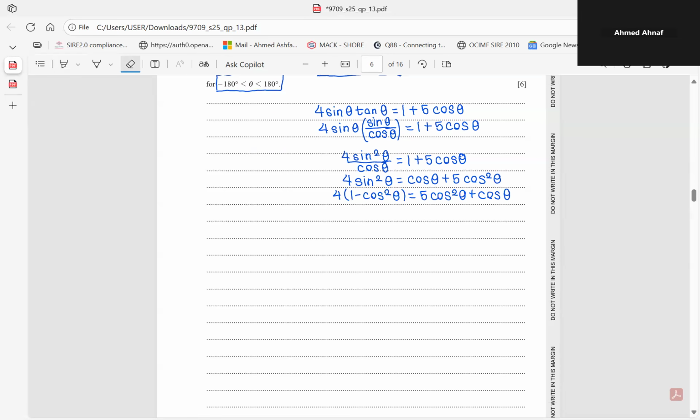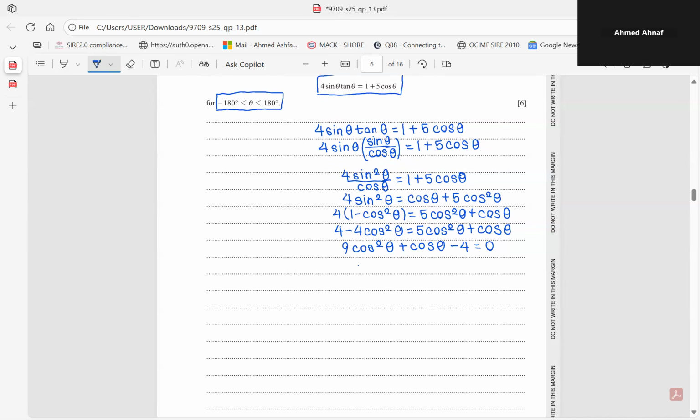Okay, so let's simplify everything. So this would be 4 minus 4 cosine squared theta equals 5 cosine squared theta plus cosine theta. Now let's move everything towards the right-hand side. So add 4 cosine squared theta to both sides, you'll get 9 cosine squared theta plus cosine theta. And now subtract 4 from both sides, you'll get minus 4 equals 0.